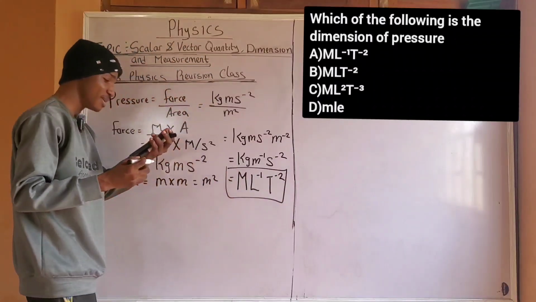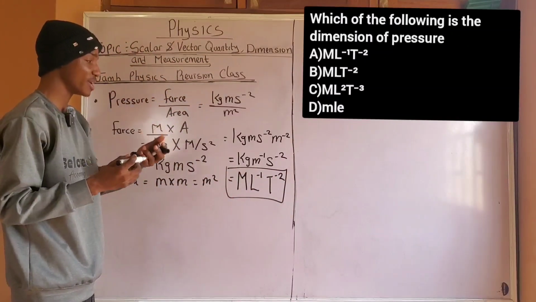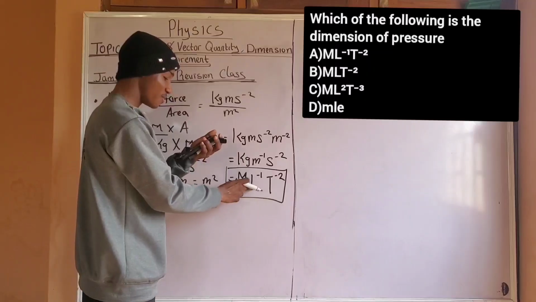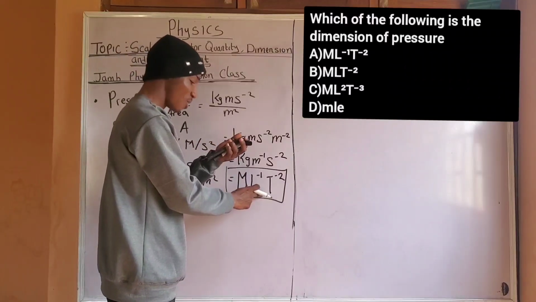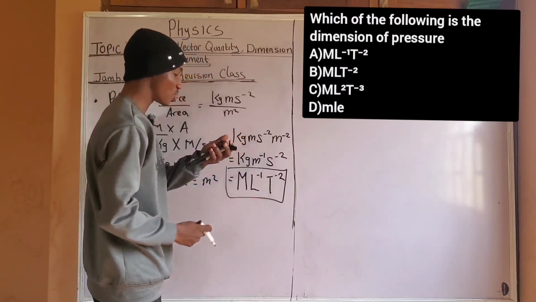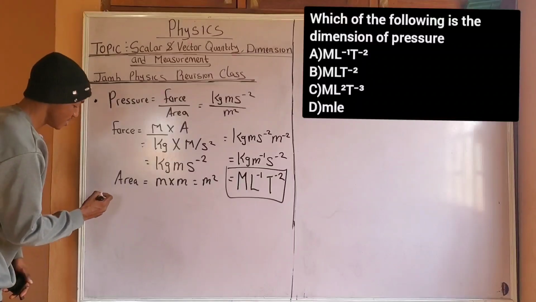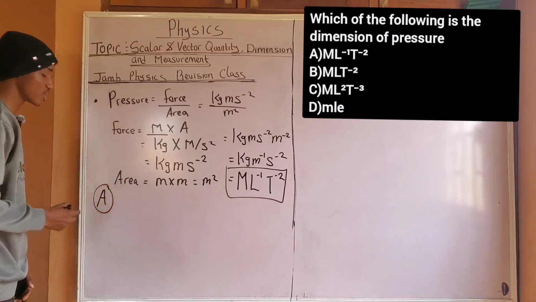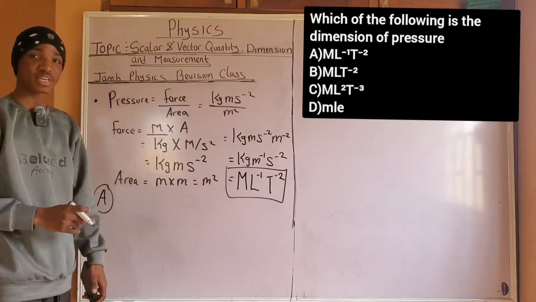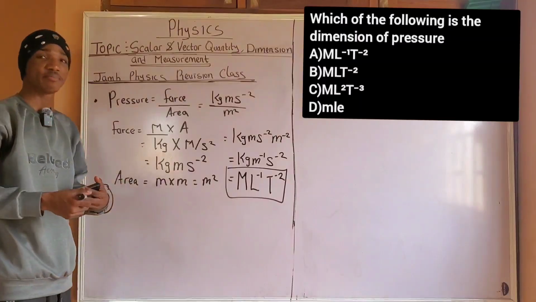So the dimension of pressure is M L raised to the power of -1 T raised to the power of -2. So the correct option to that question is option A. The correct answer is option A. Do you understand? Okay, so you can see how I break it down.